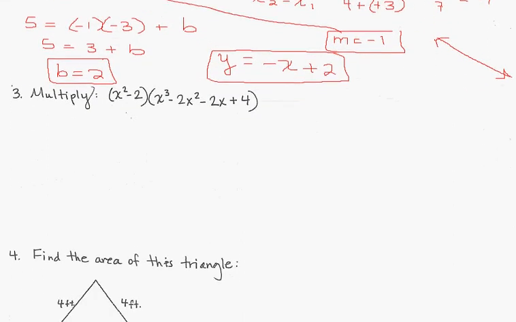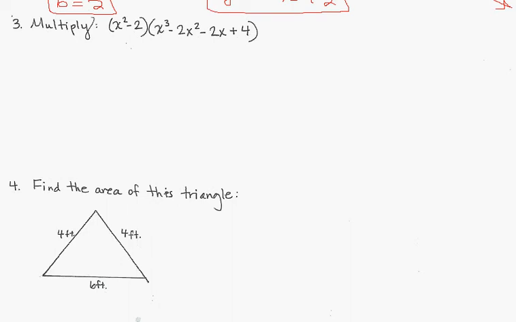Okay, this little bugger here was a tough one. Multiply. All we're going to do is take x squared times all these guys, and then we're going to take the negative 2 times all of those and add like terms. So here we go. You have to be really careful with these. So x squared times x to the third is x to the fifth. When you multiply, you add exponents. X squared times negative 2x squared would be negative 2x to the fourth. X squared times negative 2x would be negative 2x to the third. And x squared times 4 would be plus 4x squared.